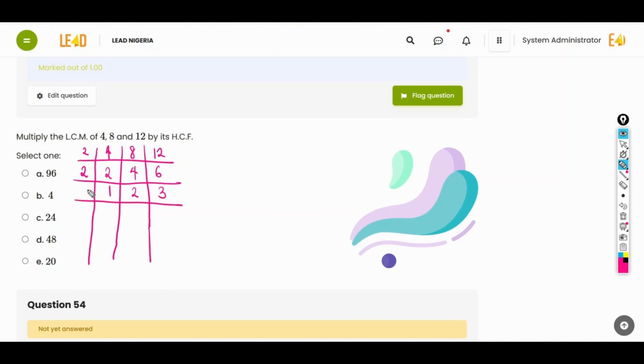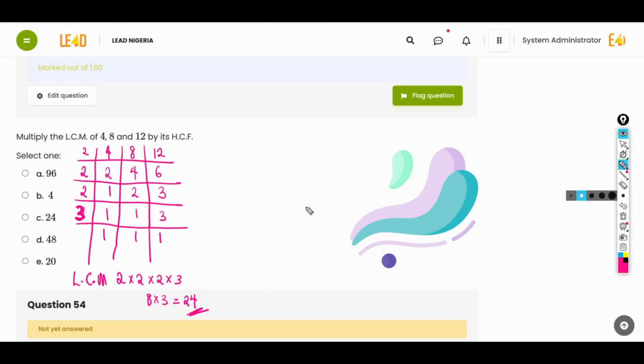We can work with 2. We have 1, 1, 3. And finally, we can work with 3 and we'll have 1, 1, 1. Okay, so the LCM would be 2 times 2 times 2 times 3, which is 8 times 3, which is 24. That's the LCM.